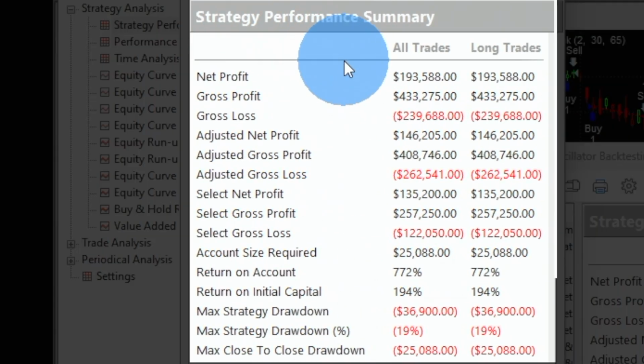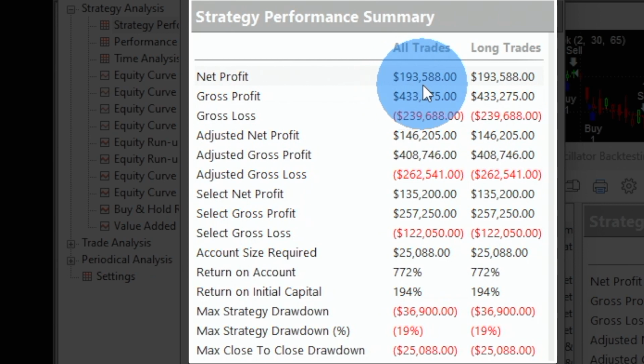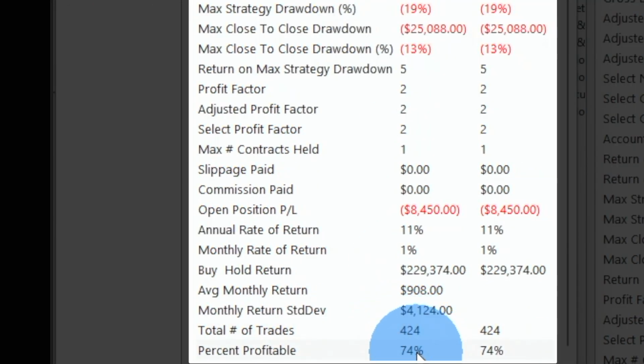So this is the RSI, and we can see we are making $193,000 since 2006. This is up to the end of September 2023. 74% win rate with a 5-to-1 return to drawdown ratio. Our maximum drawdown is 19%.